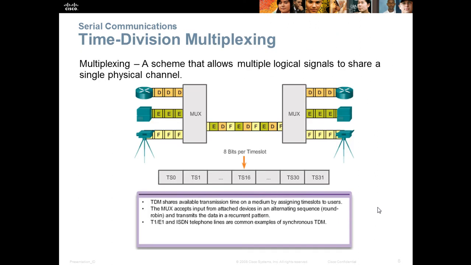Time division multiplexing. Multiplexing is a scheme that allows multiple logical signals to share a single physical channel. TDM, or time division multiplexing, shares the available transmission time on a medium by assigning time slots to users. The MUX accepts input from attached devices in an alternating sequence, known as round robin, and transmits the data in a recurring pattern. T1, E1, and ISDN telephone lines are common examples of synchronous time division multiplexing.